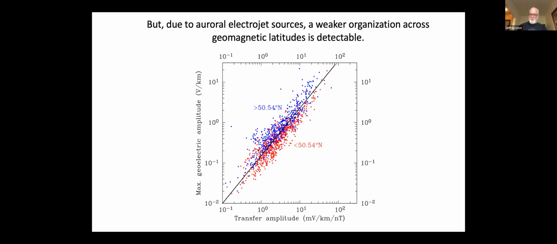I think this plot demonstrates that those two effects are important. The space weather effect is important for giving the overall amplitude of the magnetic storm. But the geographic organization is primarily due to impedance and secondarily due to the organization in geomagnetic latitude due to the electrojets.